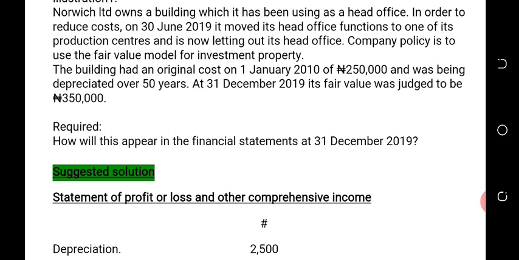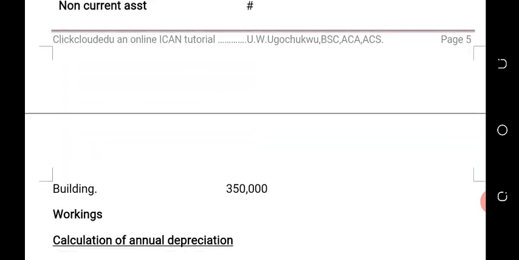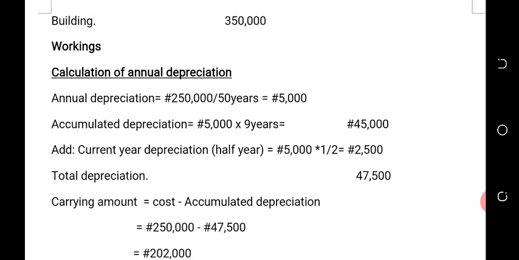Firstly, we must account for the building from the day of acquisition, which is 2010, to the day of transfer. So we want to know the value as at that day of transfer, which is the carrying amount. Our workings start with the calculation of the annual depreciation to get our carrying amount as at the date of transfer. The carrying amount is the cost minus accumulated depreciation. So our depreciation is 250,000, the cost of the asset in 2010, divided by 50 years.